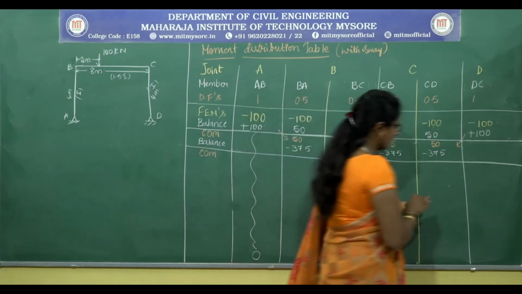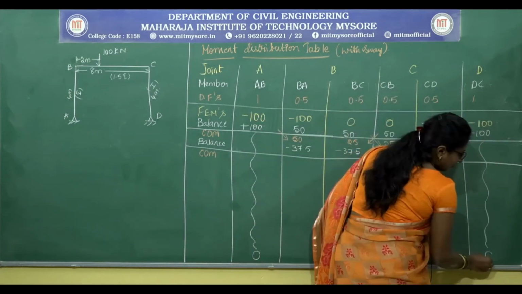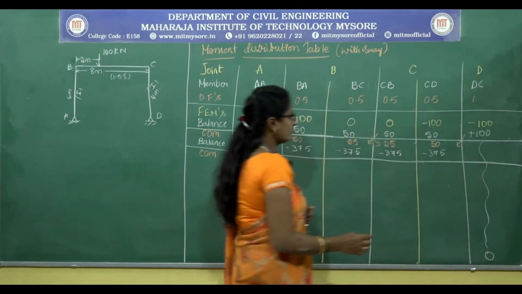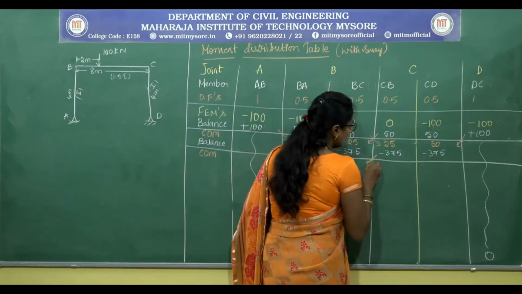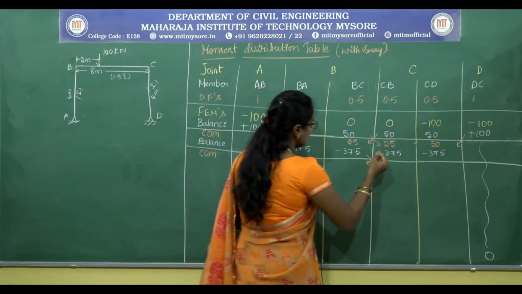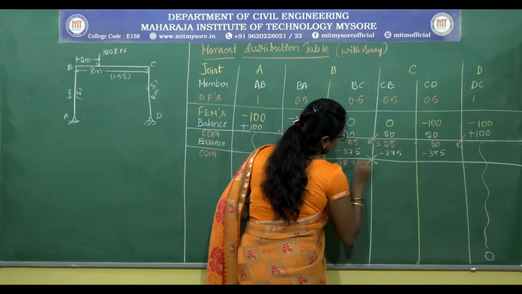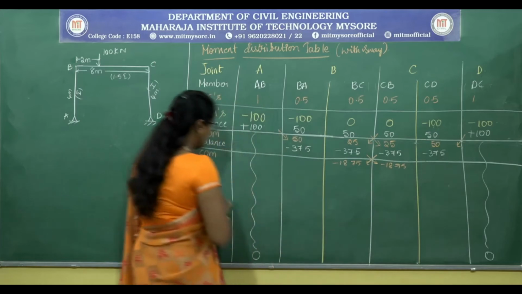So at D also, since minus 100 plus 100 becomes 0, and we know that the final moment at the hinged support is 0, we can directly take this as 0. So here the carry over is done only between these two, that is BC and CB. Half of 37.5 will give you minus 18.75 and minus 18.75. Since both are equal, we get the same value.